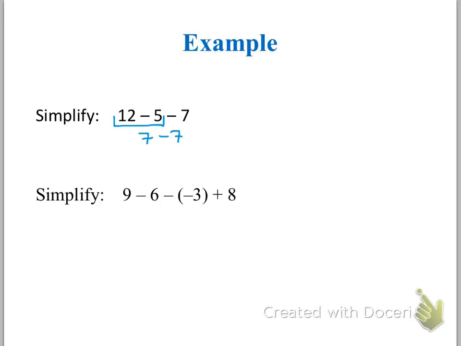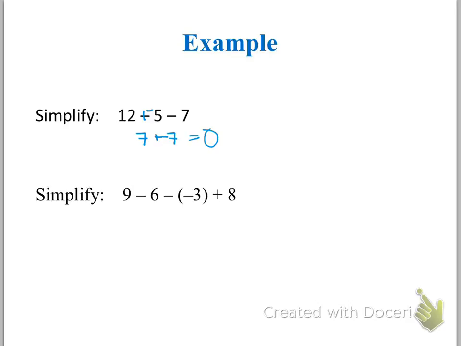Continue that minus 7, and 7 minus 7 is 0. Or I could have done it with keep, change, change. 12 plus negative 5, different signs, find the difference. Keep the sign of the 12. Minus 7, keep, change, change. Opposites give 0. Okay, so same answer either way.